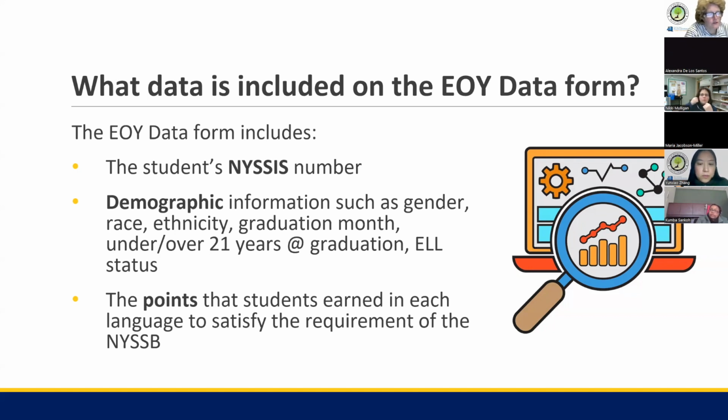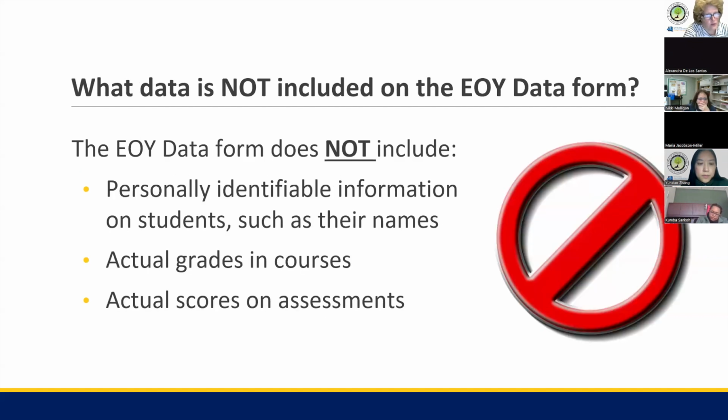In addition to the NYSSIS number, you'll find demographic information such as gender, race, ethnicity, when they graduate, whether they're over 21 or not, and their ELL status. Finally, on the form, you're going to find the points that students earned in each language to satisfy the requirements of the seal. Now, what we don't ask you for on the end of year data form is any personally identifiable information. So you would not submit student first or last names. You're not going to submit your internal ID numbers.